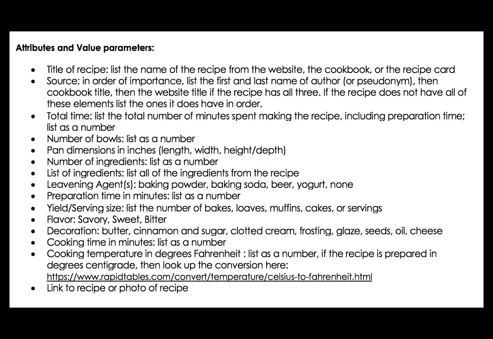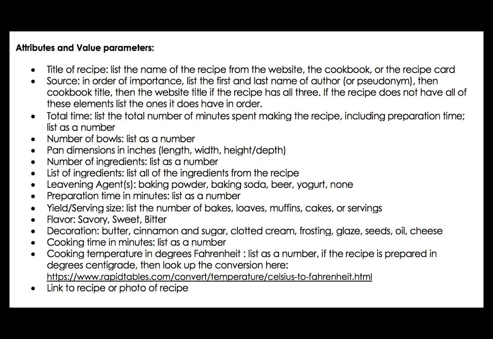Like I said before, preparation time in minutes, that's also listed as a number. I also thought it was important to identify the yield or the serving size. So how many bakes are you making? How many loaves, muffins, cakes, or servings? I also really like knowing what the flavor of something is, and if it can vary, I like to know that too, because you can substitute. So I've added flavor here as one of my attributes, and the values are savory, sweet, bitter.